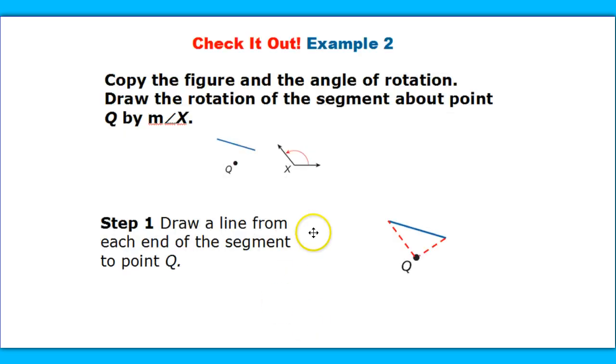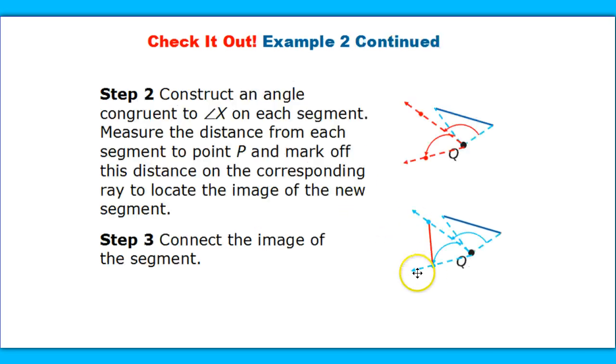Here's another example of a rotation of a figure. So the figure here is a segment, a blue segment, and we're going to rotate that segment about point Q using angle X. So really there are 2 points, these endpoints, that we need to find the corresponding image's location for, right? So we simply draw a line from each endpoint to Q, and we're going to use that now as one ray in our angle of rotation, right?